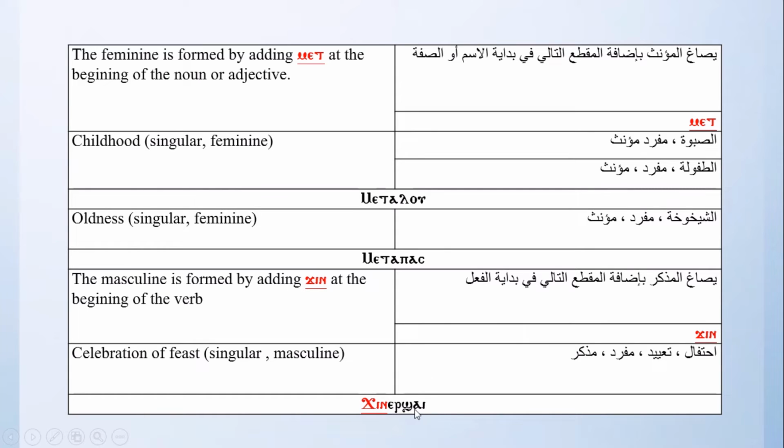We can turn masculine verbs into nouns by adding jin in front of the verb. For example, irshai means to celebrate. We add jin before it, it becomes a masculine word, and it means celebration.